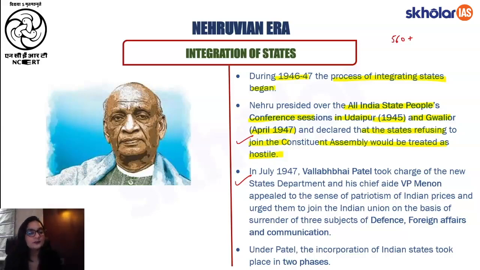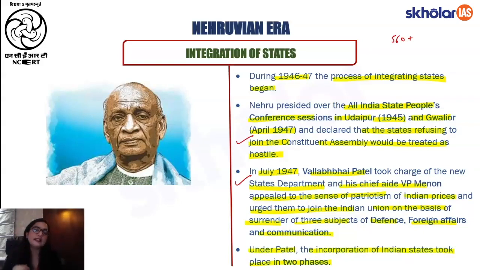Having said that, students, now we are going to talk about the manner in which Vallabhbhai Patel integrated the princely states in our country. So in July 1947, Vallabhbhai Patel took the charge of the new States Department, and his chief aide in this was VP Menon, who appealed to the sense of patriotism among Indian princes and urged them to join the Indian Union on the basis of surrender of three subjects, that is defense, foreign affairs and communication. Apart from this, under Sardar Vallabhbhai Patel, the incorporation of Indian states took place in two phases.